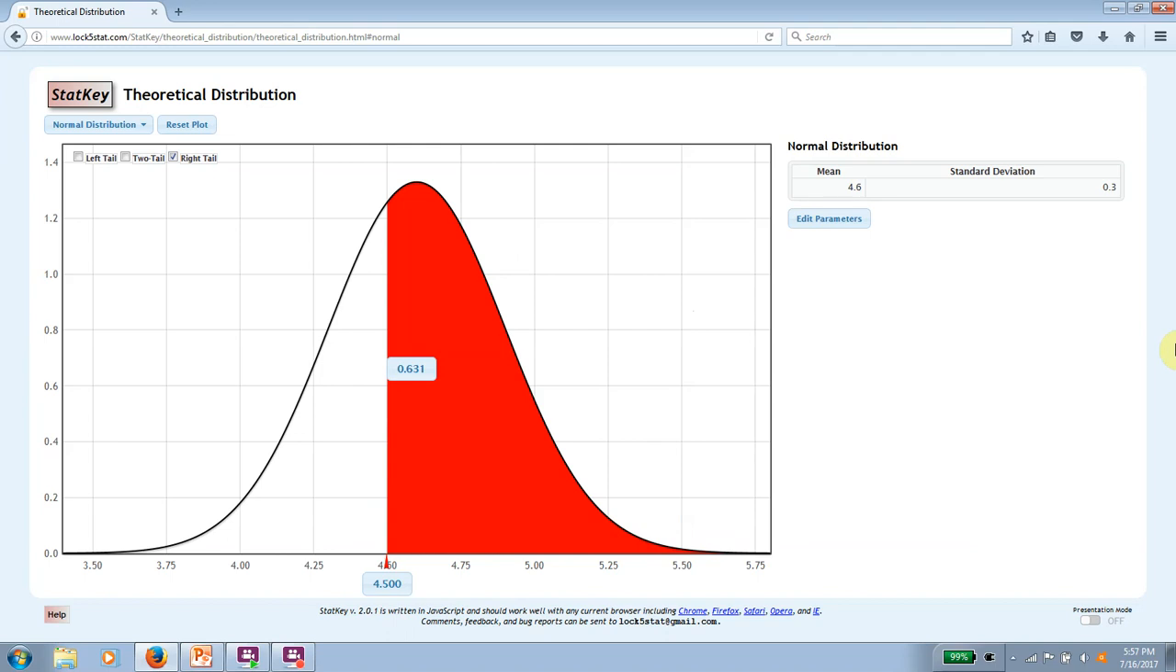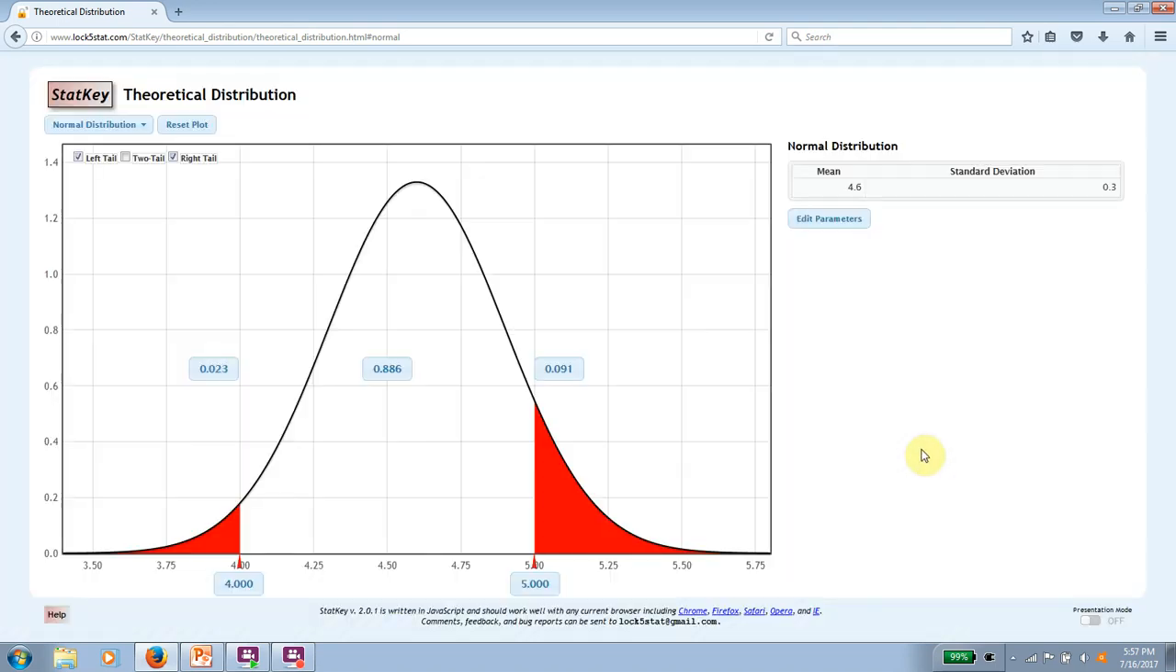Doing it in StatKey, I have right tail selected. I also need left tail. The left tail bound is where it's supposed to be, but then the right tail bound has to be changed to 5. There, 0.886, just like in the PowerPoint.